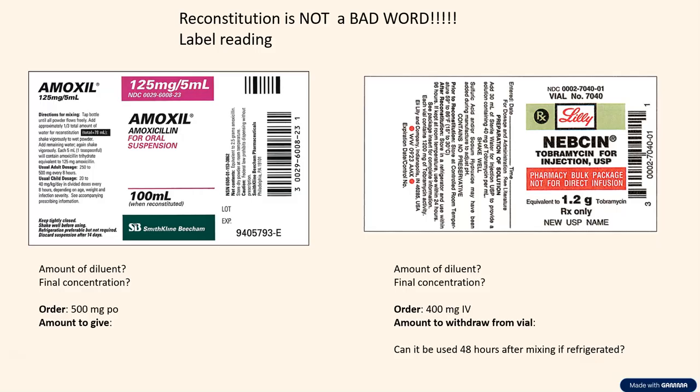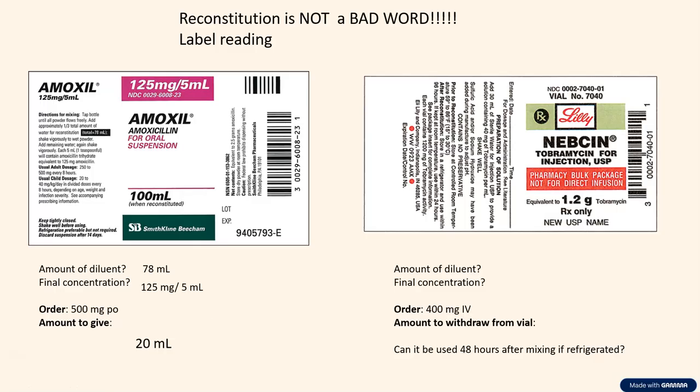Because it's a suspension, we need to shake it to make sure that the powder suspends prior to measuring out the dosage to administer. The next question is asking about the final concentration, which if you keep reading through it, is going to be 125 milligrams per 5 milliliters. An order is provided to give 500 milligrams PO, and the amount that I'm going to give for this is 20 milliliters. Make sure that you got those answers. Look back at the question, look back at the label, and make sure you understand where I found that information.